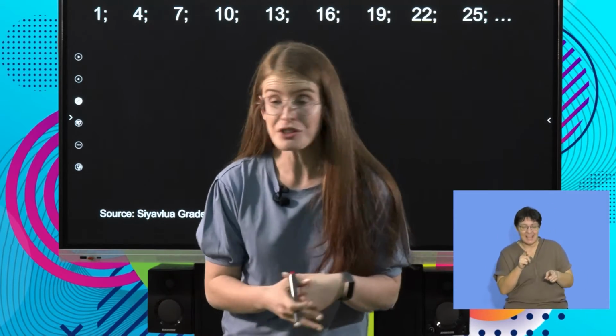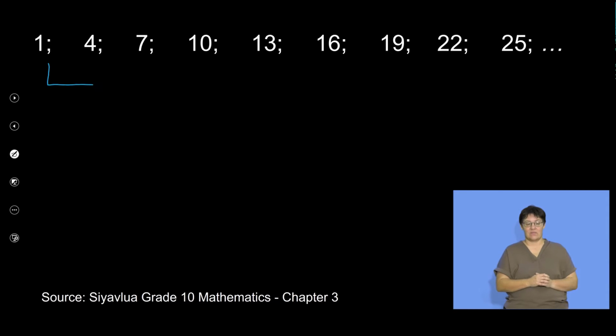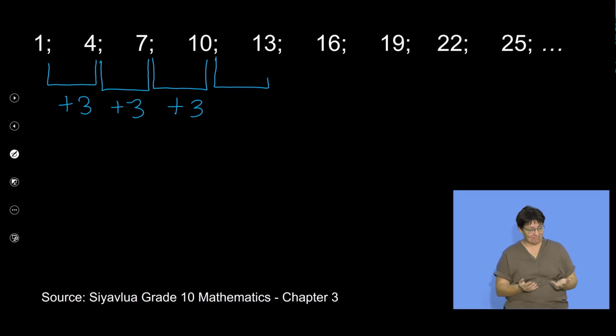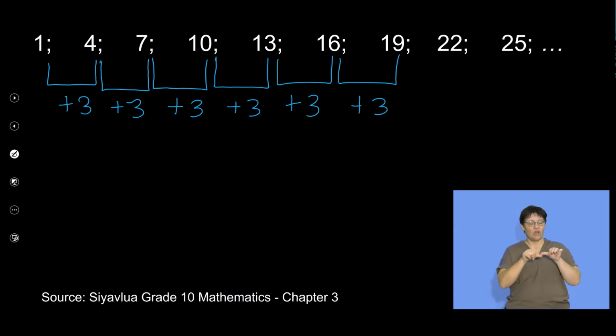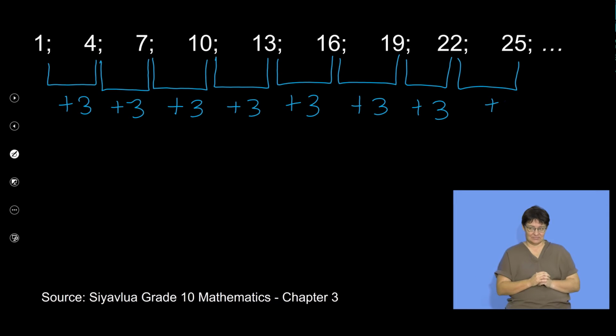Let's have a look at the board. Between 1 and 4, I can see that I added 3. Between 4 and 7, I added 3. And look, again, between 7 and 10, I added 3. Between 10 and 13, I added 3. Between 13 and 16, I added 3. And continuously through this pattern, I can see that I'm adding 3 between each of the terms.